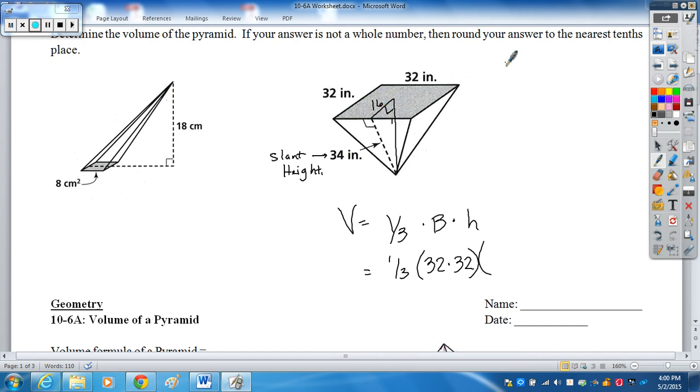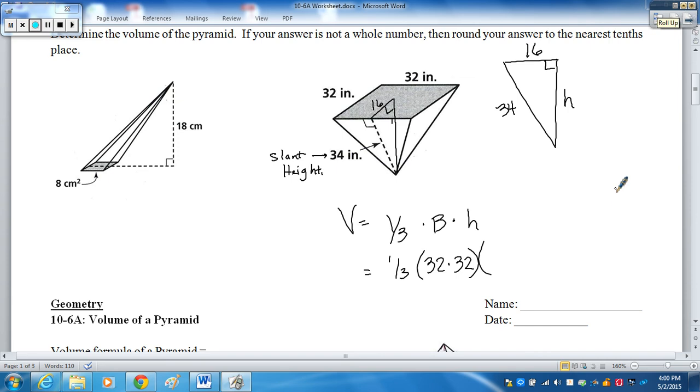And then I'm going to come over here and I'm just going to redraw that structure so we can see it a little bit better. We have 16, we have the height of the figure, and we have the slant height, which is 34. So we can go ahead and do the Pythagorean theorem here. 16 squared plus h squared equals 34 squared.